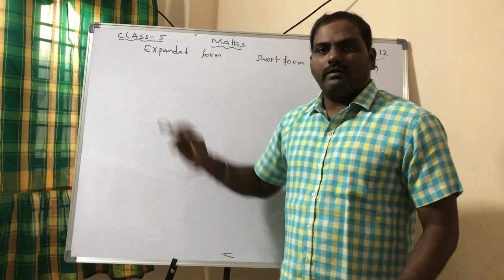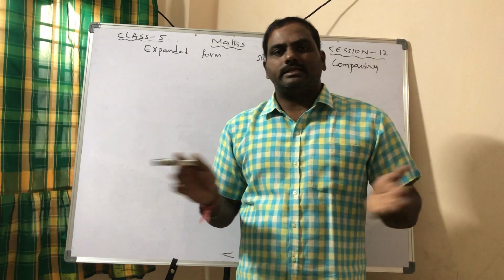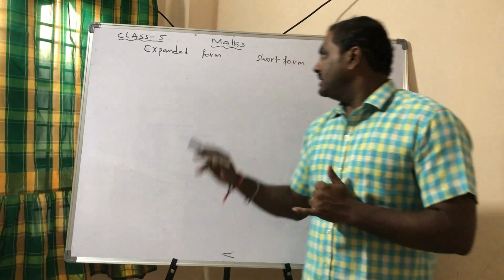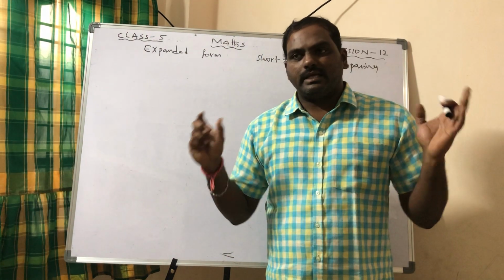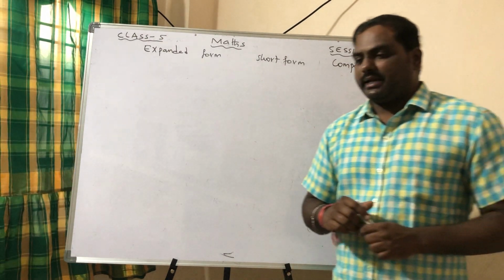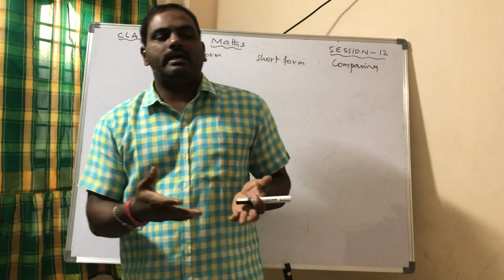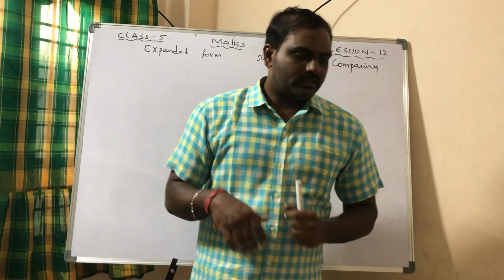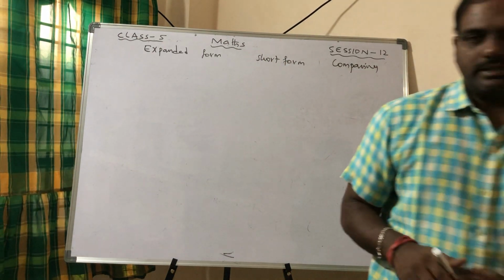So what is an expanded form? If a number is given, how to write it in the expanded form, that we will learn. Next one is short form. If it is given in the expanded form, how to write the short form. And the third part is comparing. Comparison means very simple: which is bigger, which is smaller. This we will learn in this session, right?